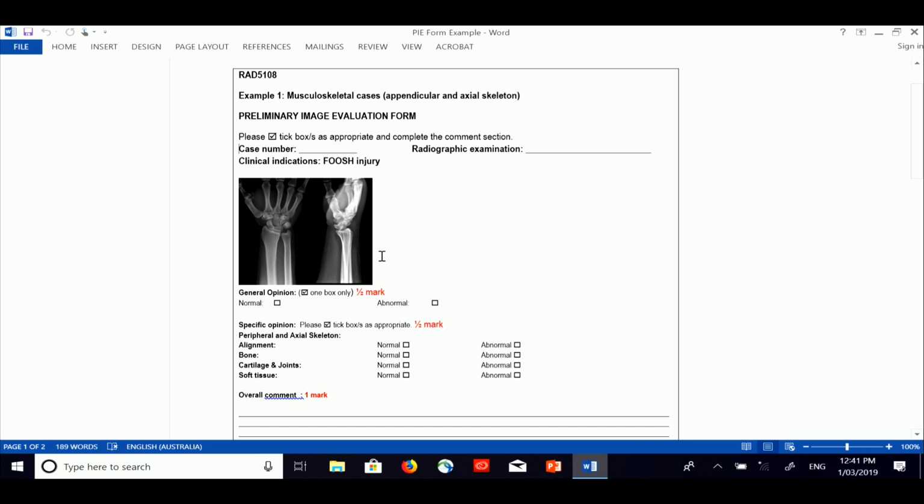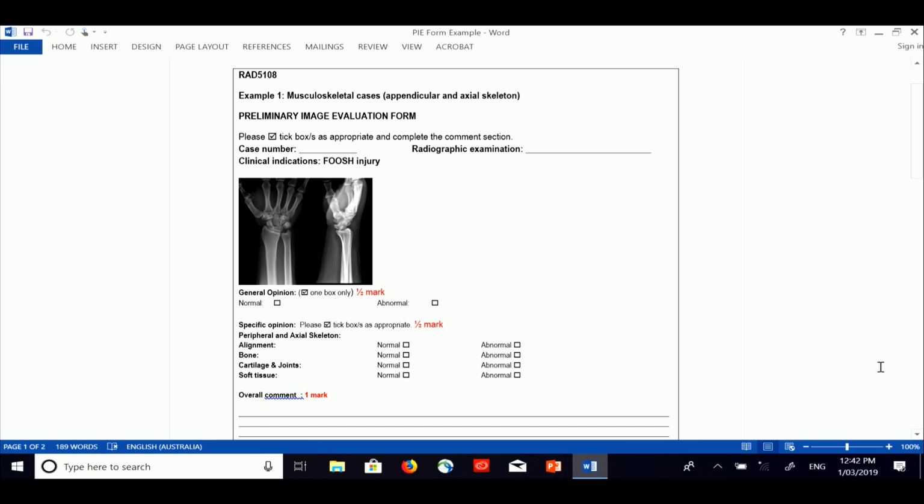Normally the images that you see will also be available in an IQ View folder so that you can manipulate those images. Now it's important when you complete the form that you pay attention to this next section. For the general opinion, basically when you look at the case, you need to decide whether it's normal or abnormal. And so you need to either tick abnormal or normal, and that will be half a mark.